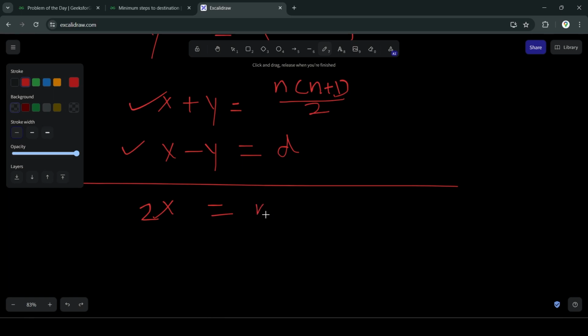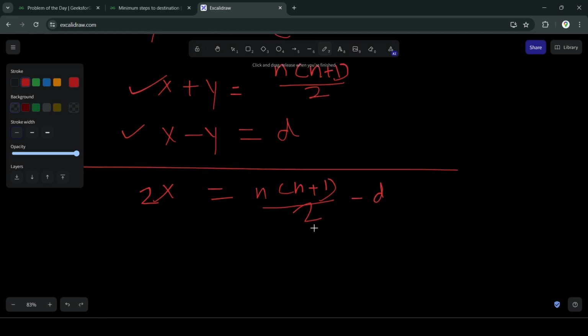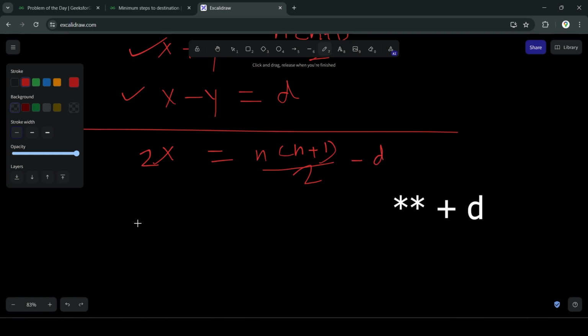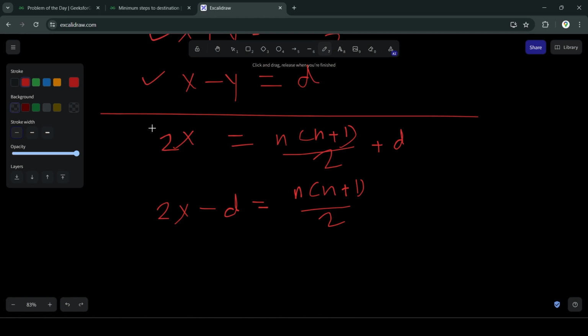Sorry, we can have n into n plus 1 by 2 plus d, because we are adding. So 2x is equal to n into n plus 1 by 2 plus d. Now if we carefully observe, the value of x is multiplied by 2, so this part should always be even, right? Because there is 2 into x and that is equal to this value, then this value will be equal to any even number. This is right.